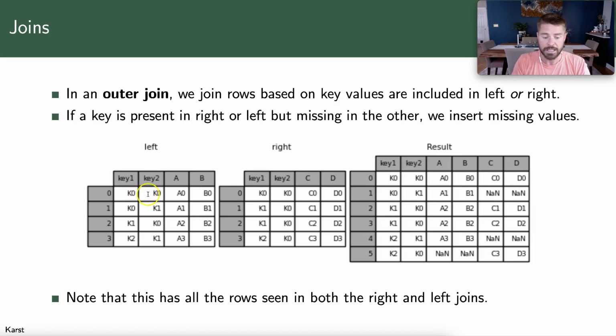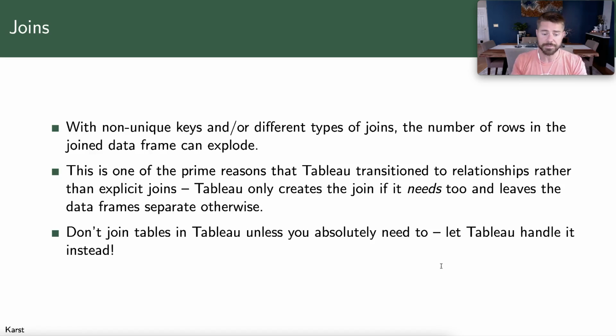So notice K0, K0 is fine. K0, K1 is included in left but not in right, so we have missing values in C and D. And K2, K0 is contained in right but not left, and so we have missing values in the columns of left. So again, we can do this any way we want, and Tableau will support us regardless of what our choice is.